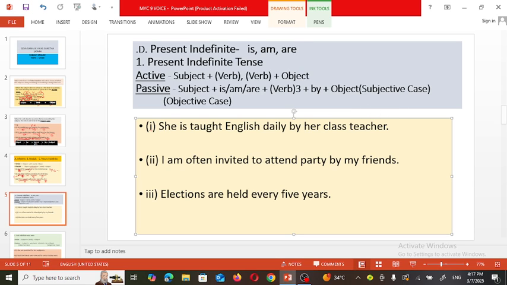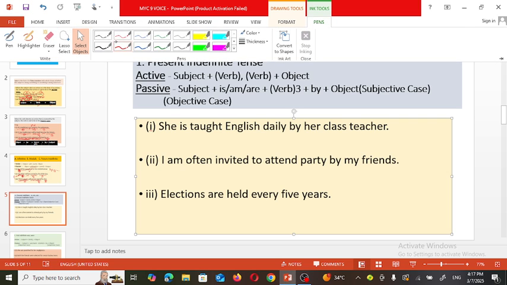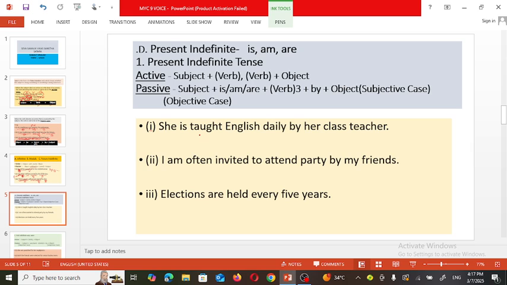For example, see here: she is taught English daily by her class teacher. Taught, meaning teaching, is the action here, that is the verb. And that action is done by whom? By her class teacher, so that is the subject. And this teaching action is done on whom? She, so that is the object. So object, verb, subject means the sentence is in passive voice.